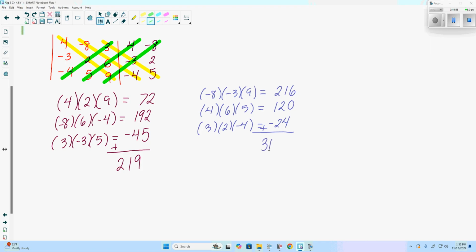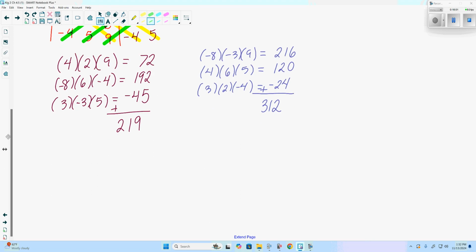$312. Is that $312? Okay. Questions on how we got to this point? Almost. So what did we do on the last ones? We took the ones going from the left to the right and subtracted from it the ones going from the right to the left. So which number is going to go first? Because 219 was the one going from the left to the right, and we're going to subtract from it the ones that were going from the right to the left.